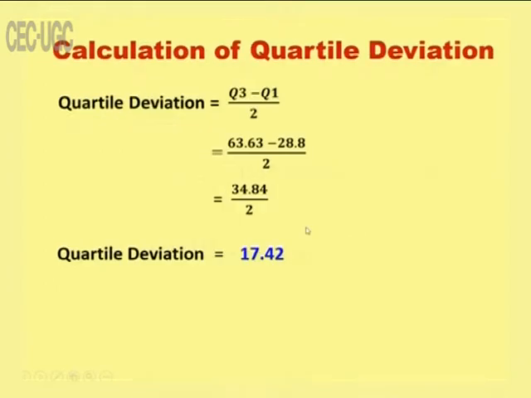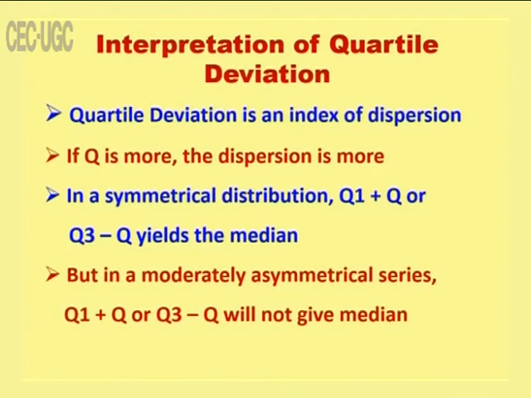My dear friends, we have calculated the third quartile as 63.63 and the first quartile as 28.8, and the difference between these two, that is 34.84, is called the interquartile range. If you divide it by 2, that is the quartile deviation. So, by using this formula, we can find out the quartile deviation.